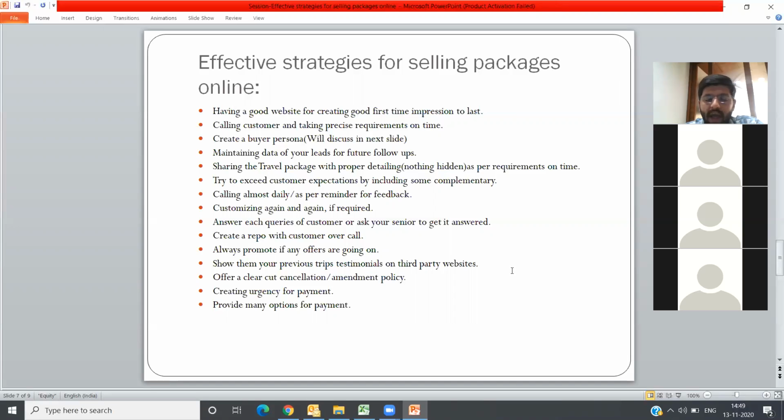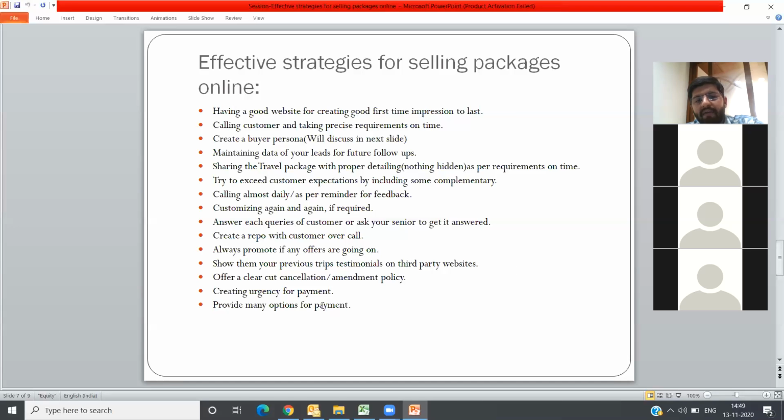You have to use various kinds of strategies. Then only do you have to devise various strategies to create urgency for payment. Then only the customer does the payment. Otherwise, the customer will be sitting over the payment, and they want to confirm it 5 to 7 days before. If you take the customer's mindset, they are thinking that they'll finalize at the last moment only.